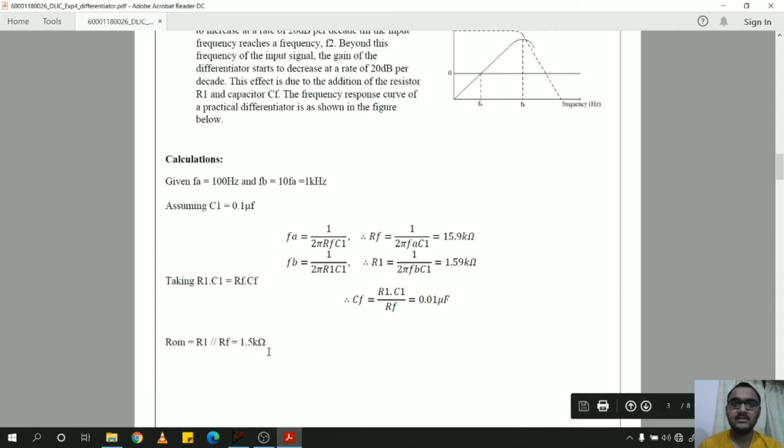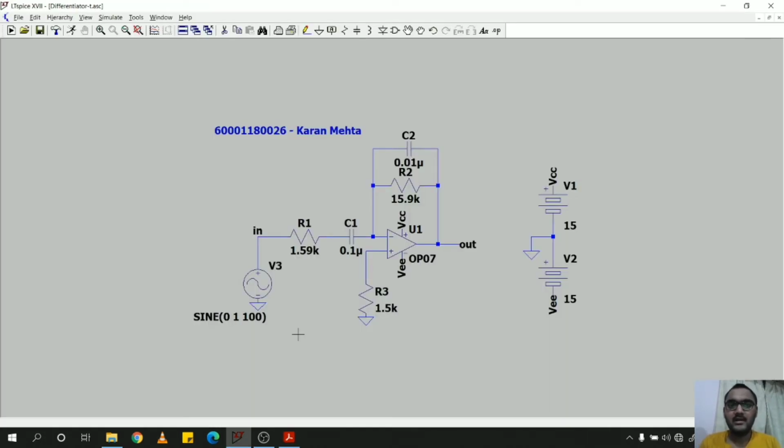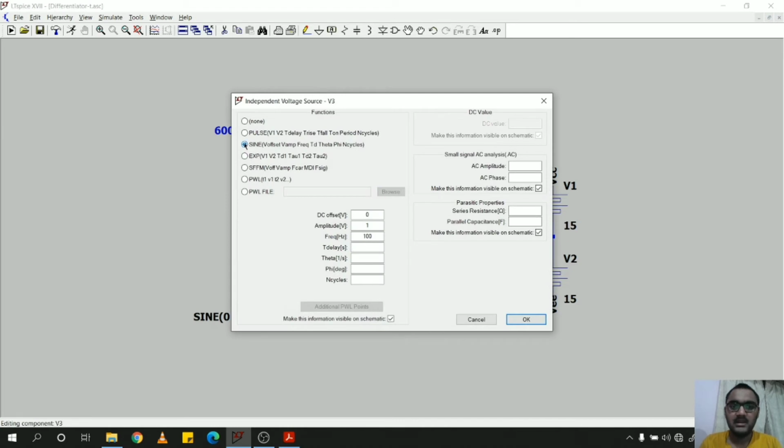Now let's move to the design part of the differentiator. I've already created the schematic for the differentiator in LTSpice. Now let's simulate the following schematic. First, provide a sinusoidal waveform as an input. Select sine, enter amplitude as 1 volt and frequency as 100 Hz. Click OK.